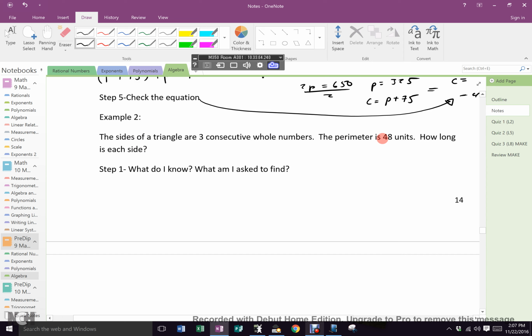So, again, what do I know? All 3 sides of the triangle. Taylor, you don't talk very much. There are 3 consecutive whole numbers. So, do you know that first number? No. So, what are we going to give it? X. Okay. So, number 1 equals X. What's number 2? X plus 1. Why? Because it's a consecutive number. Because it's the same number, one more. What's the next one? X plus 2.